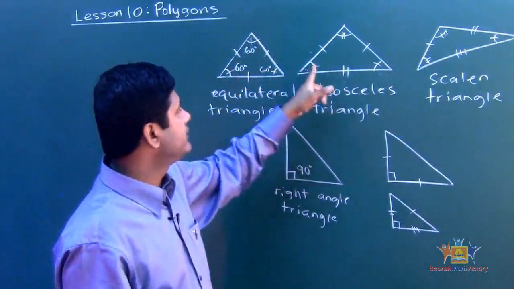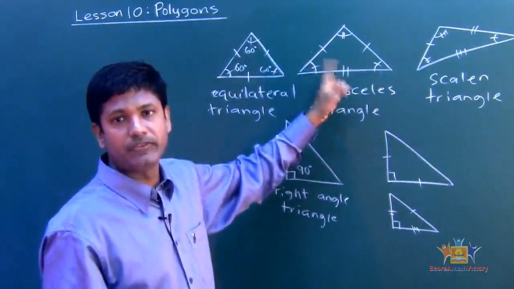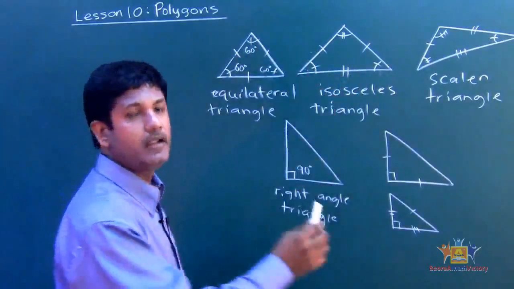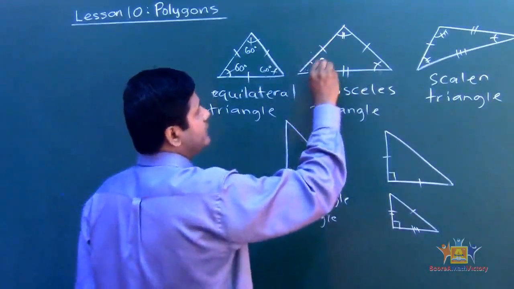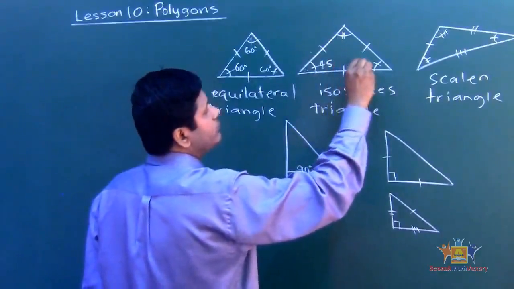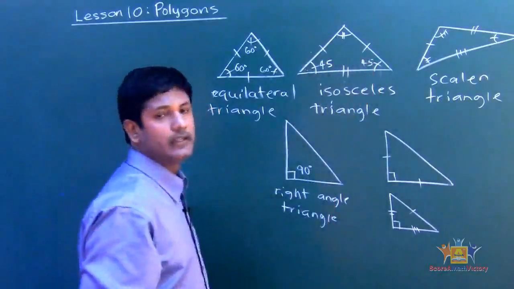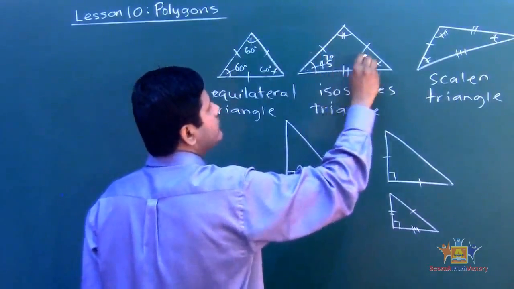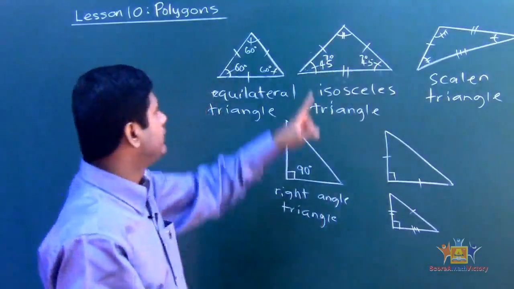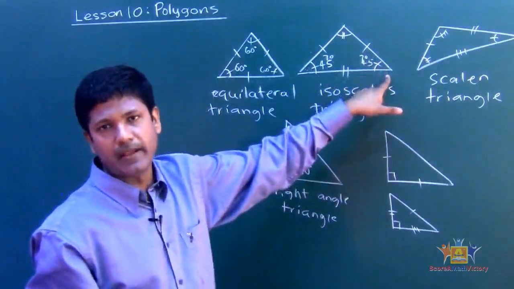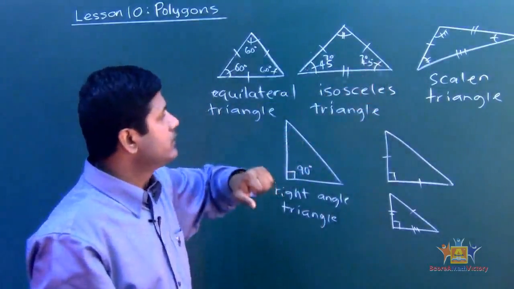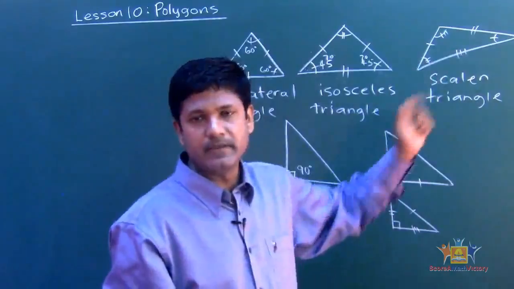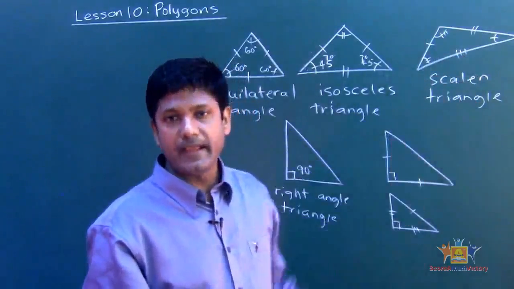Now for isosceles, we cannot tell exactly what that angle is going to be, but if I know this one, let's say this is 45, this also has to be 45. If this is 70, this also has to be 70. If this is 50, this also has to be 50. So scalene: none of the lengths are the same, none of the angles are the same.